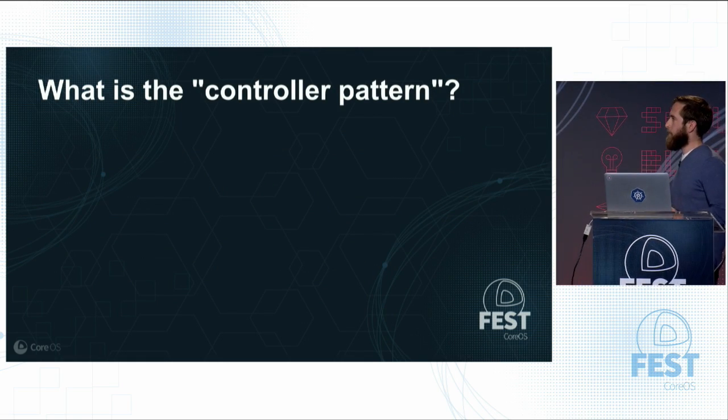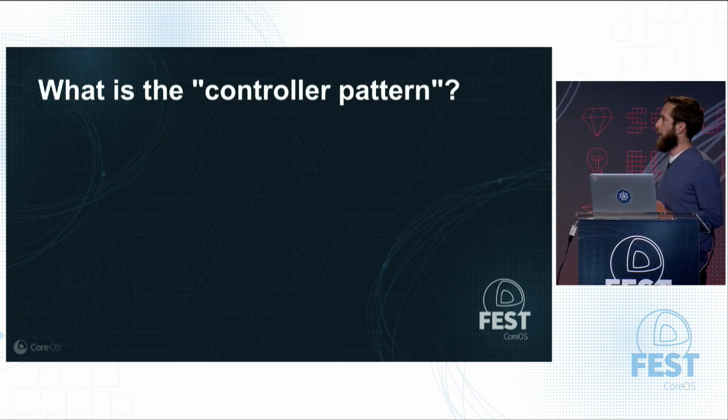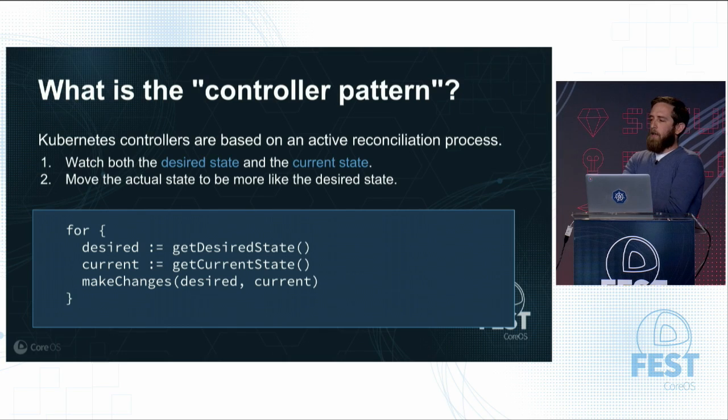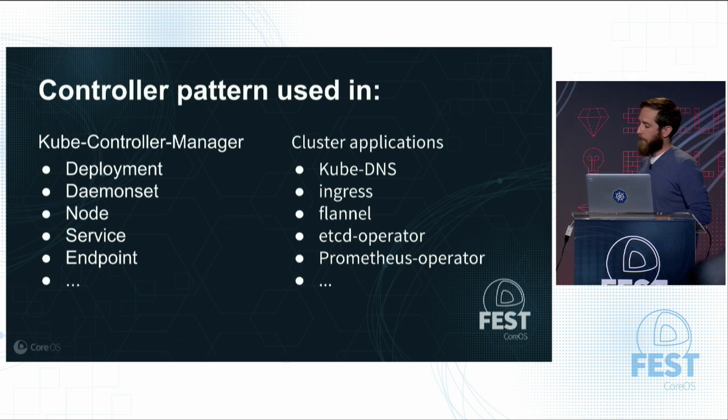And so when I'm talking about these patterns, and I'll probably say this a few more times, I just want to explain it. What do I mean when I'm talking about the controller pattern? Inside of Kubernetes, this pattern is essentially an active reconciliation process. So you're watching both your desired state and your current state, and you're constantly trying to drive your current state to be more like your desired state. In a simple sense, if this was just in a loop, you would just constantly be getting the desired state, the current state, and then forcing changes that move it more towards your desired state. And this is a pattern that's used all over the place in Kubernetes.